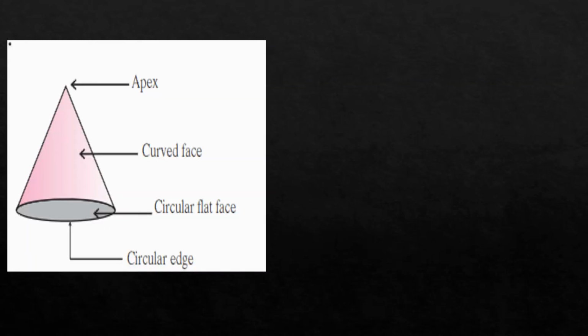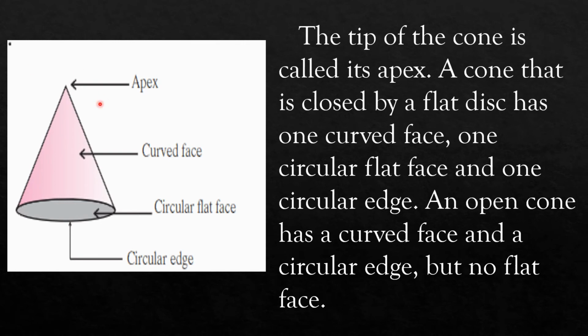Now we will see parts of cones. Here the tip of the cone is called its apex. A cone that is closed by a flat disc has one curved face, one circular flat face and one circular edge. An open cone has a curved face and a circular edge but no flat face.